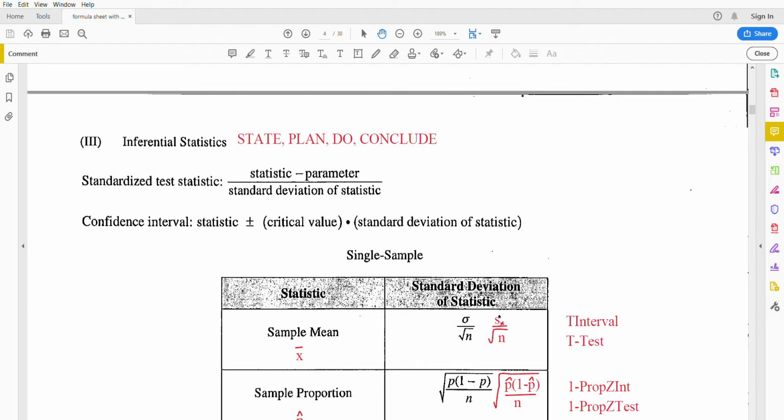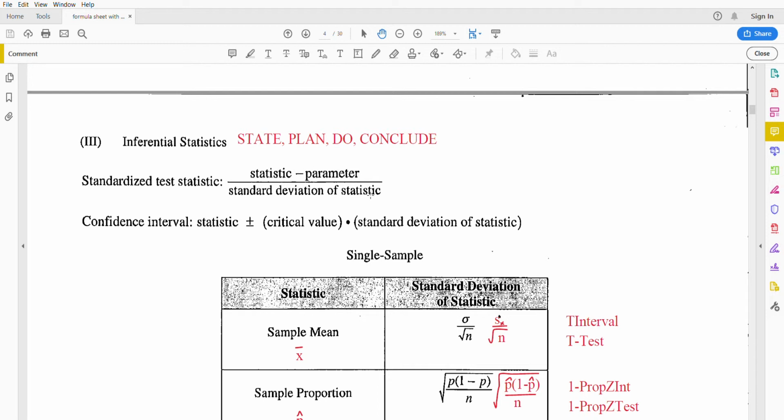Now, of course, you want to remember that our plan of attack is to use the four-step process. So you need to state, plan, do, and conclude. On the sheet, what they have here are the formulas that you would use for the do step. If you were to calculate a confidence interval, we have the generic form of that: statistic plus or minus critical value times the standard deviation of the statistic.